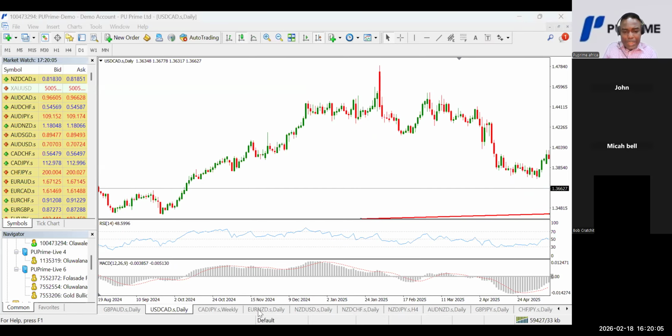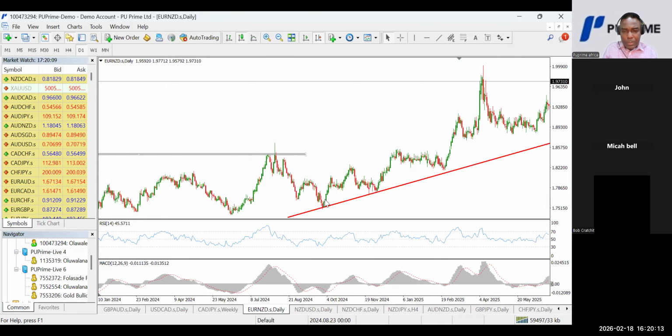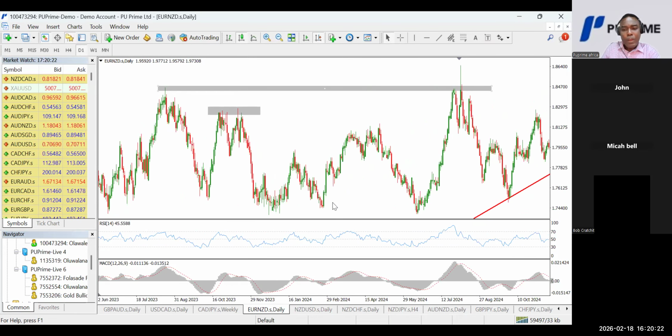Now, I'll look at Euro NZD. I've marked some setup there. All right, look at this example here. We have this big rejection candle forming a part, hitting a resistance, a previous high, forming a resistance zone here. And that led to a massive reversal in the market.